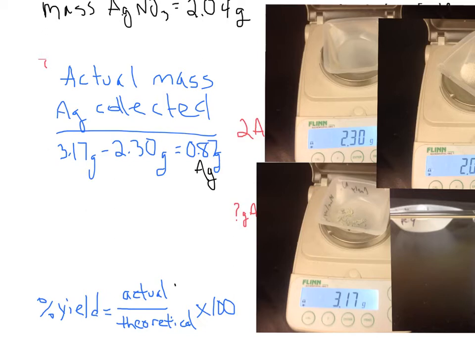So now, how are we going to get the theoretical yield of silver? Well, for that, we're going to need to go back here to our reactant, the silver nitrate.